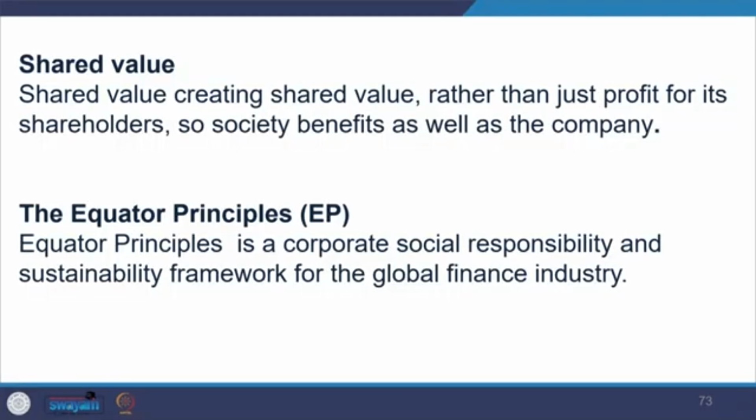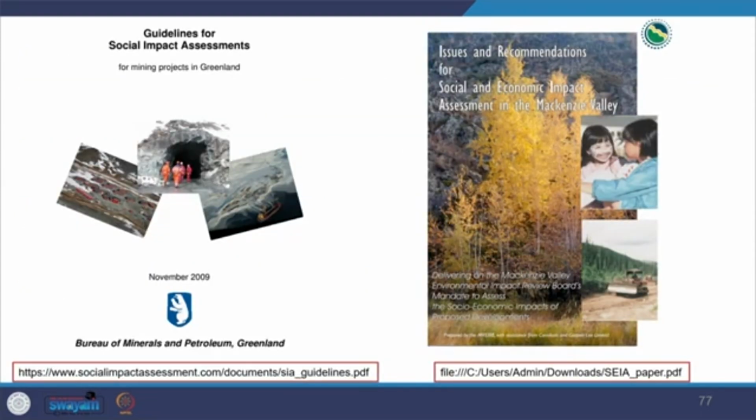Then it also talks about shared value, where the proponent of the project and the community have to have shared value, rather than stakeholders only looking at the profits of the project. And then it also aligns with the Equator Principles, which we talked about in the previous class. So we see other guidelines also. You have the Bureau of Minerals and Petroleum, which again provides guidelines.